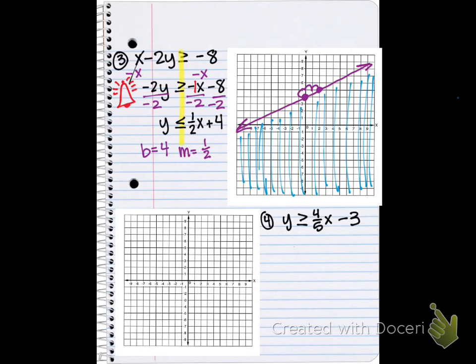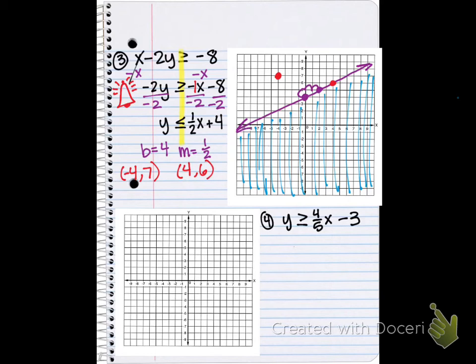Alrighty. So this is what our solution looks like to this: y is less than or equal to 1/2 x plus 4. All right, we've shaded underneath our line. So let's talk about some solutions. Let's do the point -4, 7, and the point 4, 6.